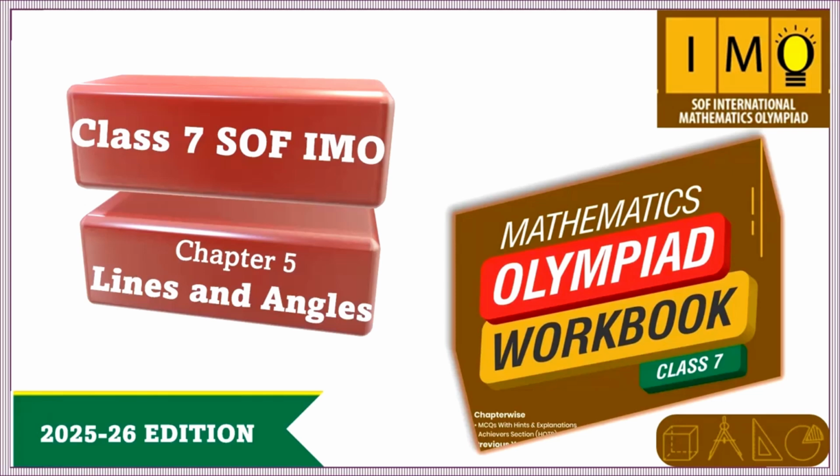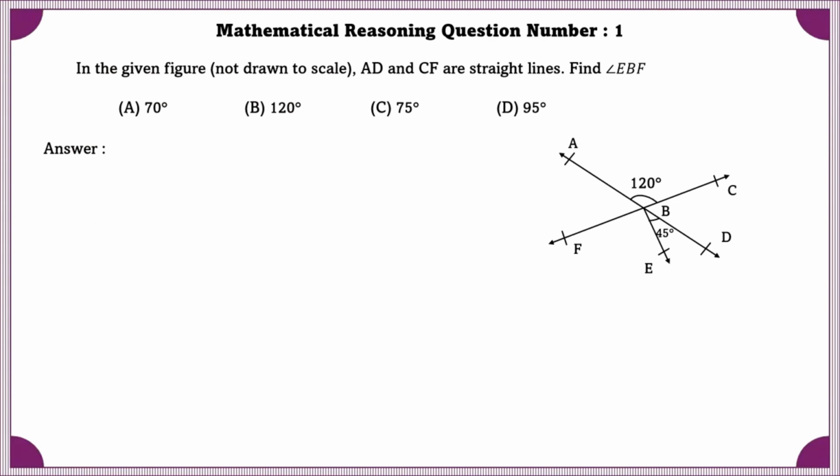Class 7 SOF IMO Chapter 5: Lines and Angles. Mathematical reasoning question number 1. In the given figure, not drawn to scale, AD and CF are straight lines. Find angle EBF. First, in order to do this question, let us revise some of the key points.